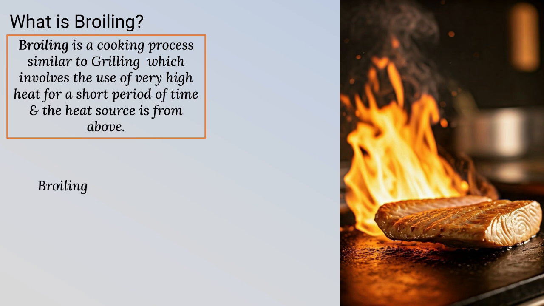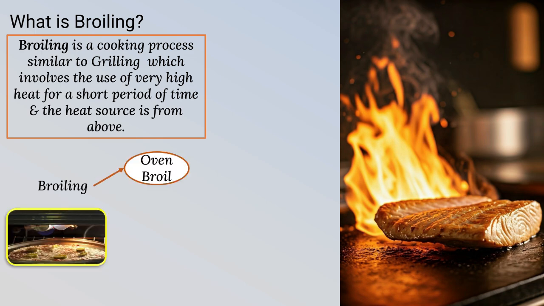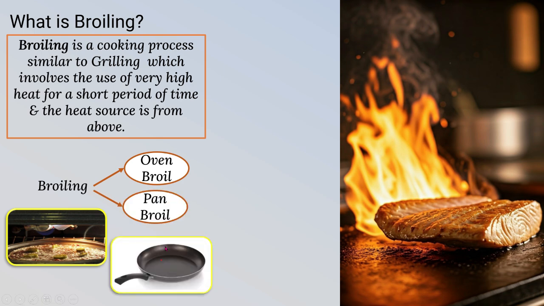Broiling can be of two types. One is oven broiling. The same thing can be conducted in the oven by following this definition. Once it is conducted in the oven, it is known as oven broiling, and once it is conducted in a pan, it will be known as pan broiling. The pan can be placed under the flame, under this heat, and automatically it will be broiled. Okay, let us try to clarify it a little more.